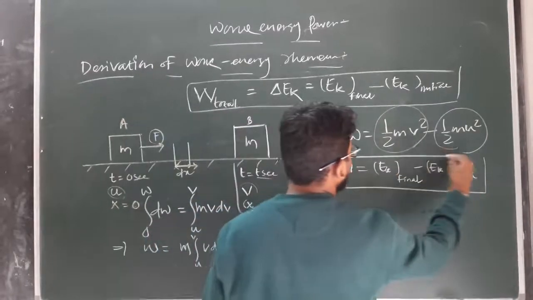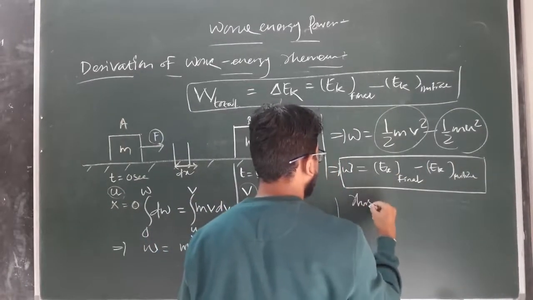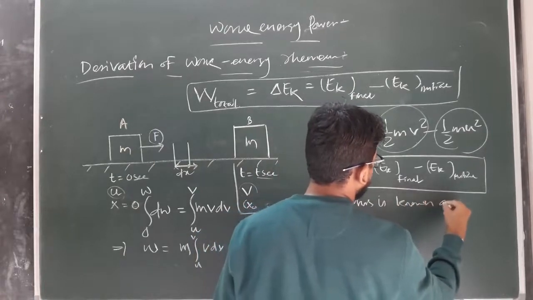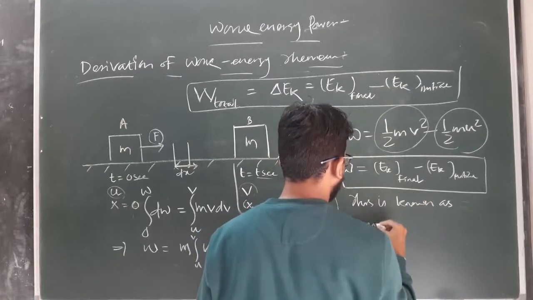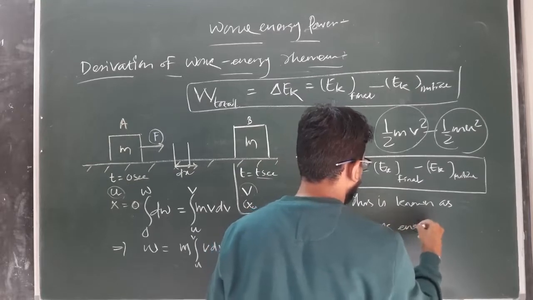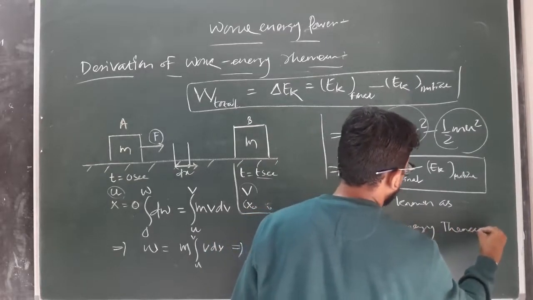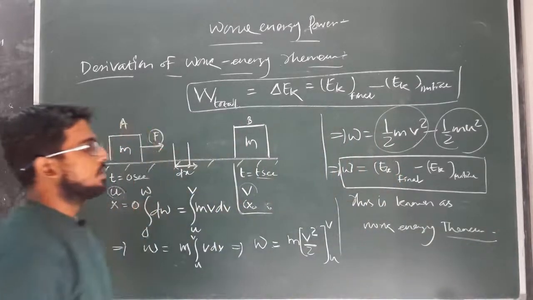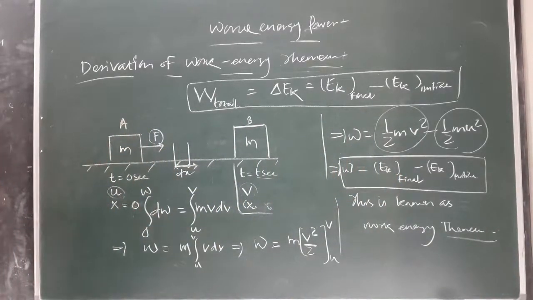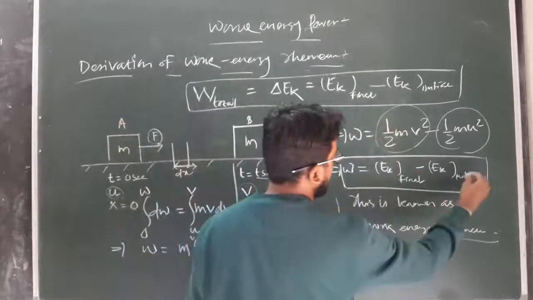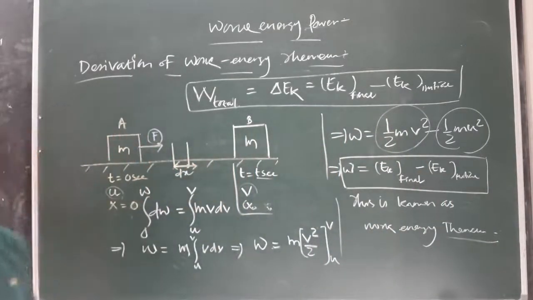And this is known as the work energy principle, theorem or principle. Okay, so the work energy theorem is proved, the expression is derived: the total work done equals the net change in kinetic energy, or kinetic energy final minus kinetic energy initial. Clear?